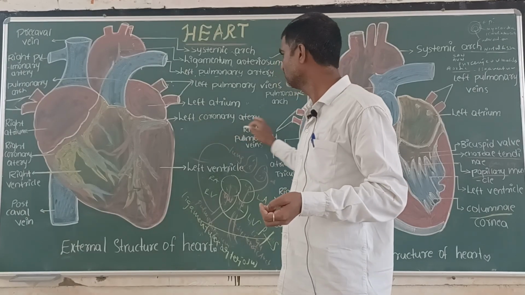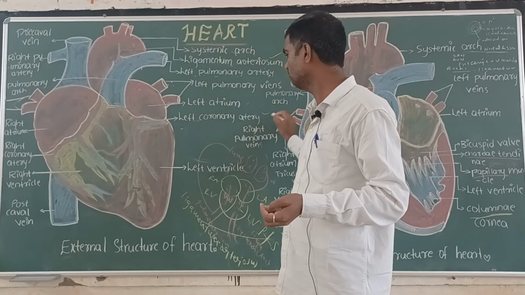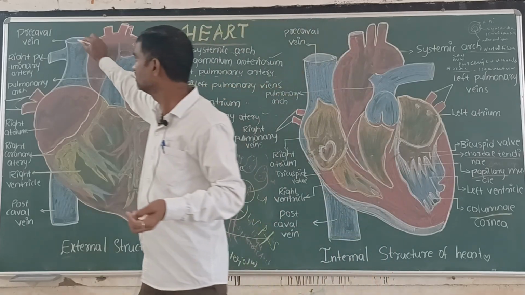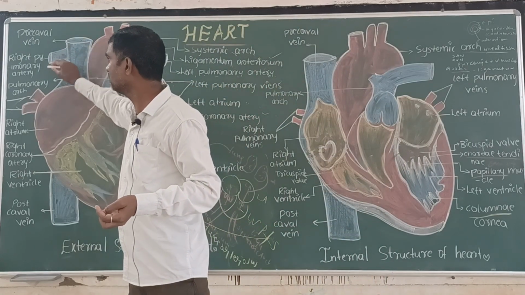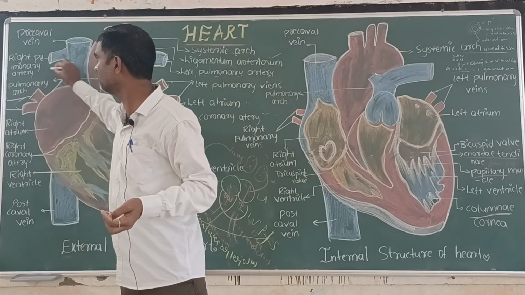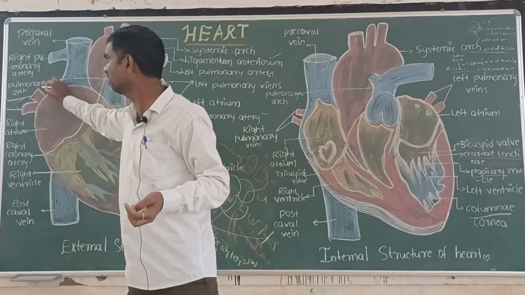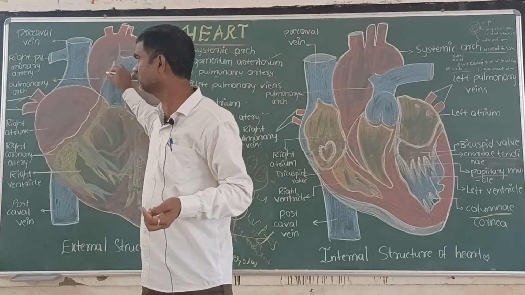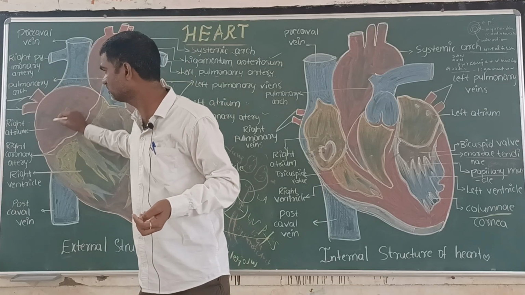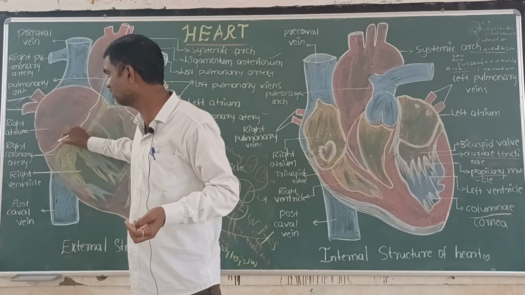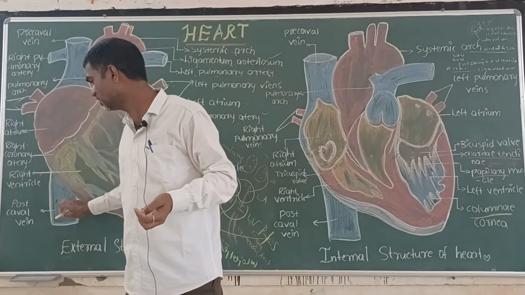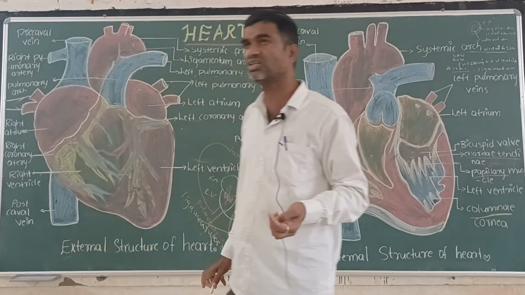It is the left atrium. It is the left coronary artery. It is the left ventricle. And next one here, this is the precaval veins. And next one, right pulmonary artery, and next one is the pulmonary arch. It is the right atrium. And the right coronary artery, and it is called the right ventricle. And last one, this is the postcaval vein.